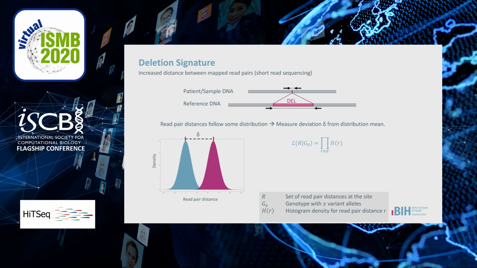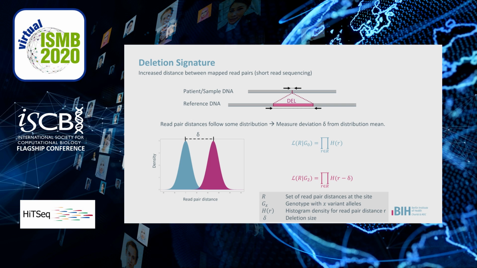First, we have the likelihood of observing the set of reads capital R under the assumption that the real underlying genotype is G0, meaning the absence of the deletion in both of the alleles. As we assume the reads to be independent, we can calculate this likelihood simply as the product over the histogram values for the read pair distances we observed.